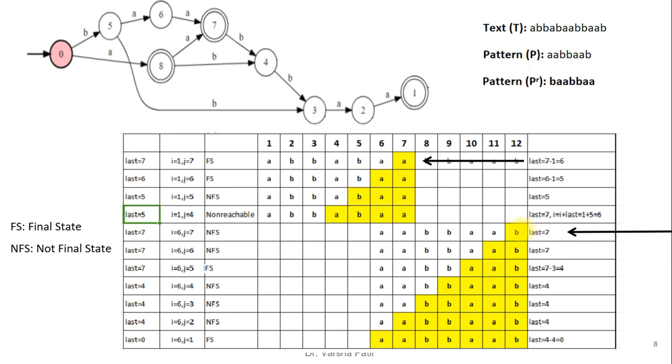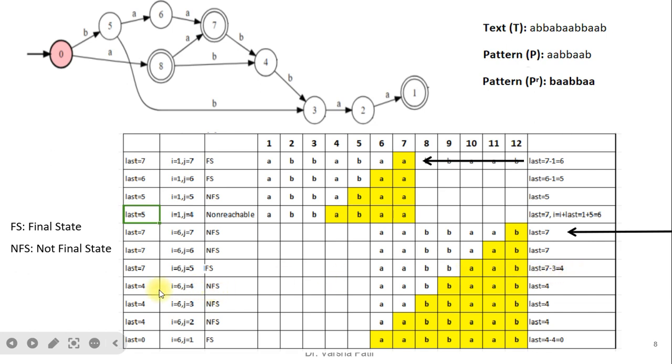So B comes. First we need to check whether B is going to a final, non-final or non-reachable state. B is going to a non-final state, so last is not decremented. For example, the third time when BAA comes, it reaches the final state. So here we are not decrementing last by only 1 but by 3, that is 1, 2 and 3. So it is 7 minus 3, equal to 4.